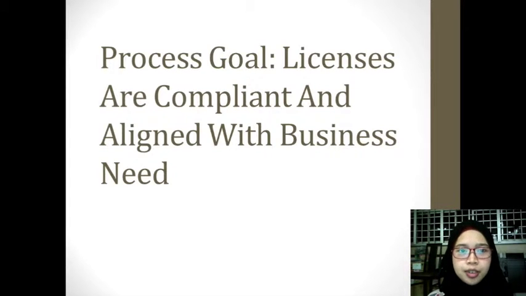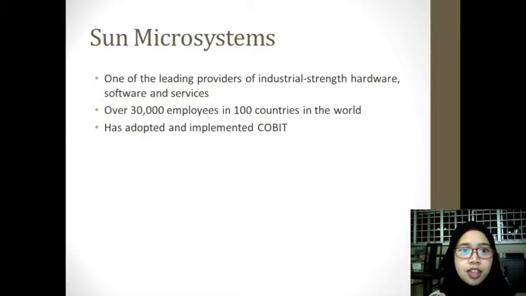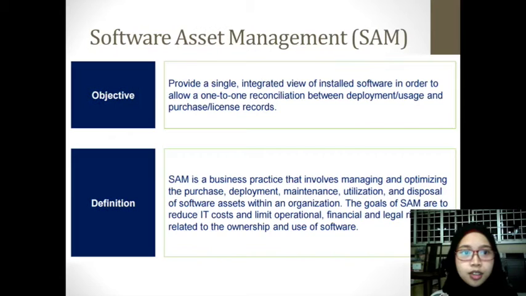Now I'm going to be talking about the next process goal, which is that licenses are compliant and aligned with business needs. I have researched Sun Microsystems, which is one of the leading providers of industrial strength hardware, software, and services, and they have adopted COBIT and have over 30,000 employees in 100 countries all over the world. They have implemented SAM, which is Software Asset Management, which provides a single integrated view of all their deployment, usage, and purchased license records in one reconciliation.